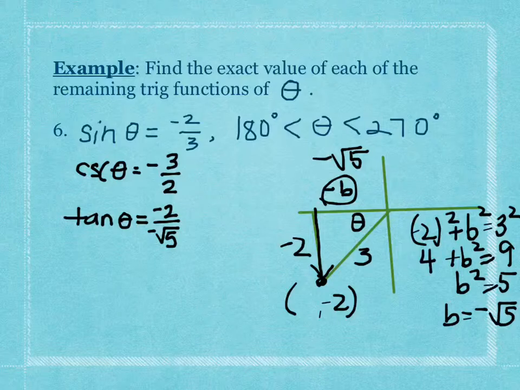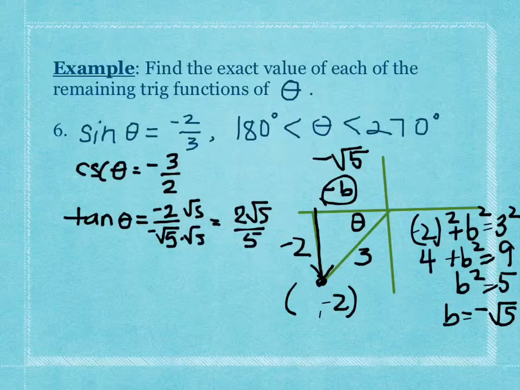Does everybody see where this came from? The two negatives are going to cancel, which is good because I'm supposed to get a positive tangent value in quadrant 3, right? And then I need to rationalize by multiplying by radical 5 over radical 5. So if I do all of that, I end up getting 2 square roots of 5 over 5.